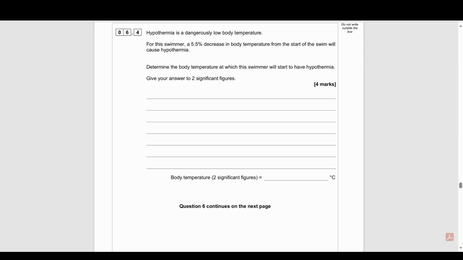Hypothermia is a dangerously low body temperature. For this swimmer, a 5.5% decrease in body temperature from the start of the swim will cause hypothermia. Determine the body temperature at which the swimmer will start to have hypothermia. Give your answer to two significant figures.